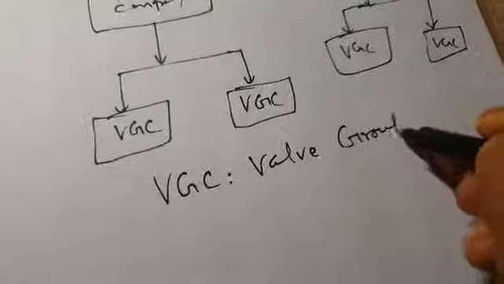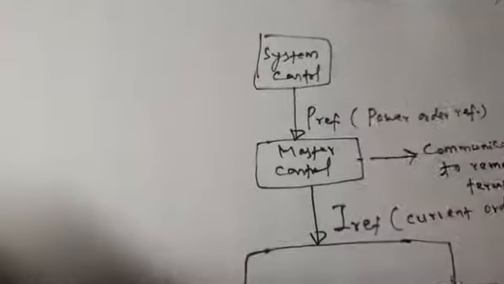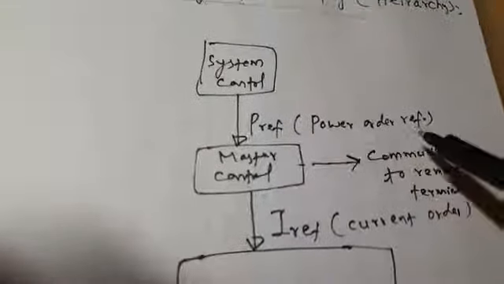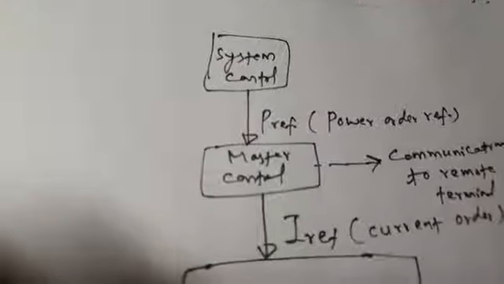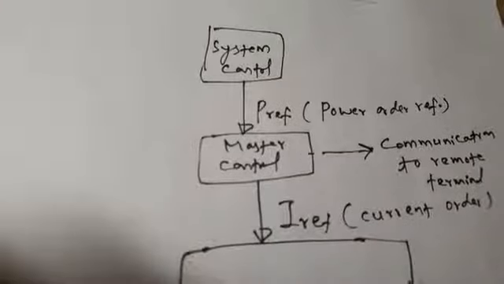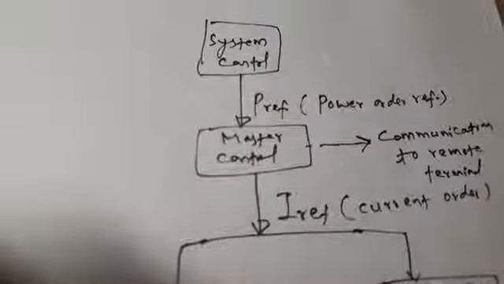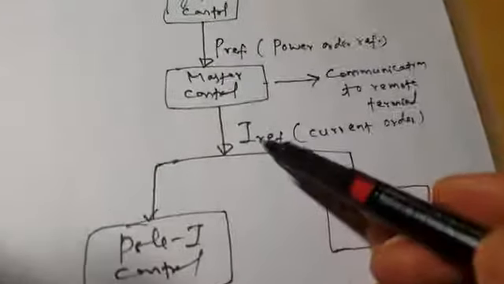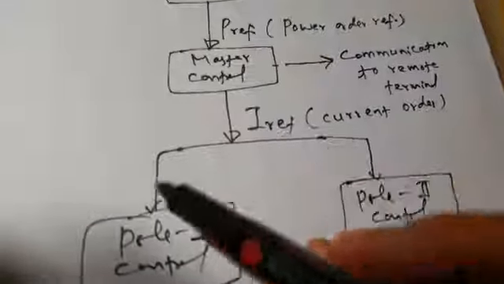Value group control. So what is the hierarchy? The hierarchy is, first of all, you have system control, and you want to know what is the power in your HVDC link. So that gives you PREF, power order. And now we don't go for power control, we go for current control, or voltage control. Then this master controller converts this power ref into reference current. This is our reference current.